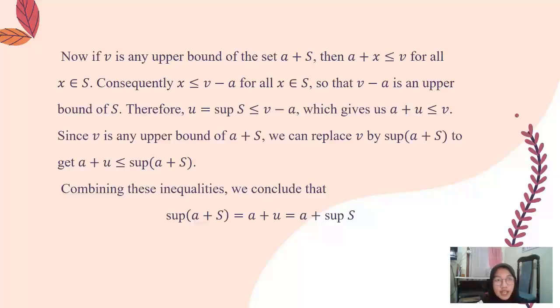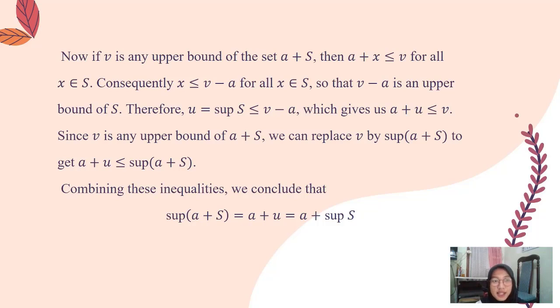Now, if v is any upper bound of the set a plus S, then a plus x is less than or equal to v for all x an element of set S. Consequently, x is less than or equal to v minus a for all x an element of the set S, so that v minus a is an upper bound of the set S. Therefore, u equals sup S is less than or equal to v minus a, which gives us a plus u is less than or equal to v.